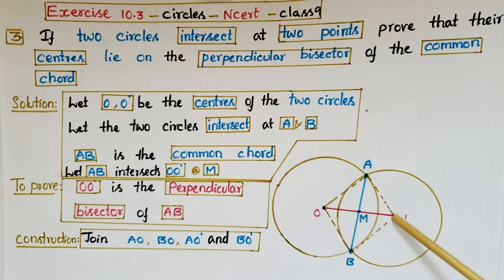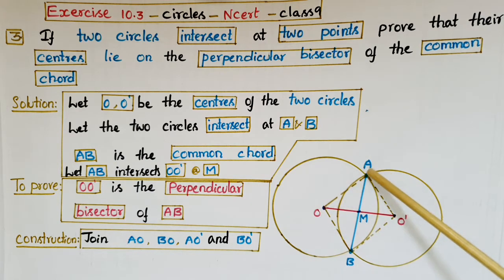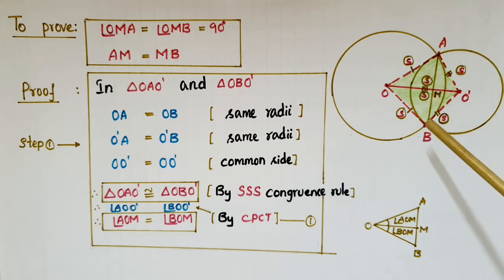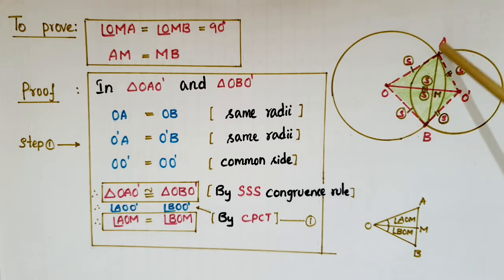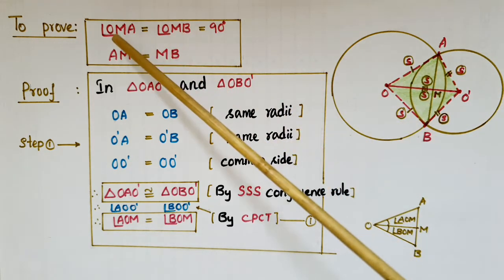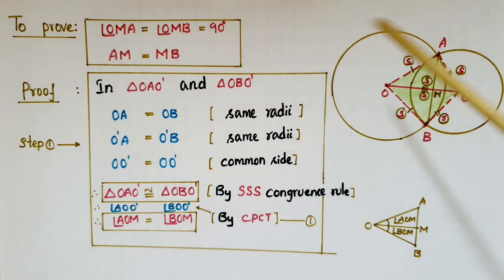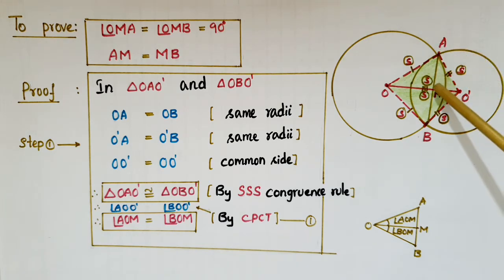So we have to prove that OO dash is the perpendicular bisector of AB. For that we have to join OA, O dash A, O dash B and OB. That means we have to prove that this is a perpendicular line and it bisects the chord AB, that means it divides this line into two equal parts. So first we have to show that angle OMA is equal to angle OMB is equal to 90 degrees, and again we have to show that AM is equal to MB.